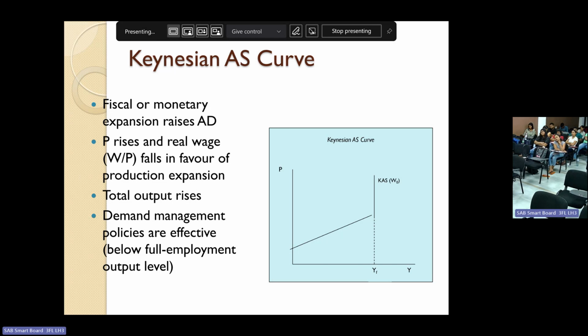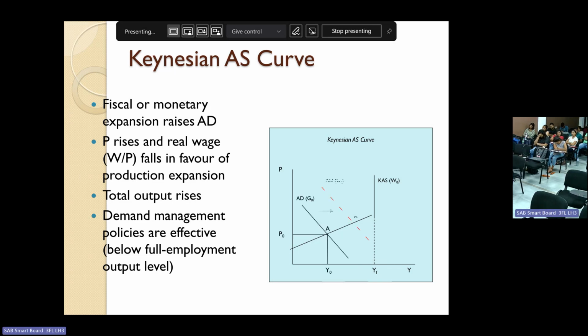Now, in this area, if we raise the aggregate demand, what happens? There's a slight price increase according to Keynes here. But once it reaches the full employment potential output level, then thereafter, if we raise the aggregate demand, because the economy is running at full capacity, there's no change in the income, but there will be inflation pressure.